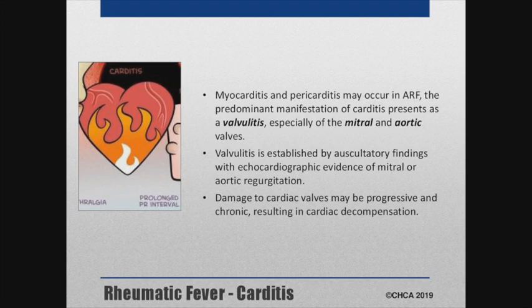Now, certainly it's because the heart is kind of in the shape of an O there, or pericarditis, and it can occur with acute rheumatic fever. The predominant manifestation is a carditis that presents with a valvulitis, especially in the mitral or aortic valves. And this can be established. You can identify this through auscultation findings, and of course echocardiogram, which you may not have, which may show some mitral or aortic regurgitation. So damage to the cardiac valves may be progressive, chronic, or resulting in cardiac decompensation.